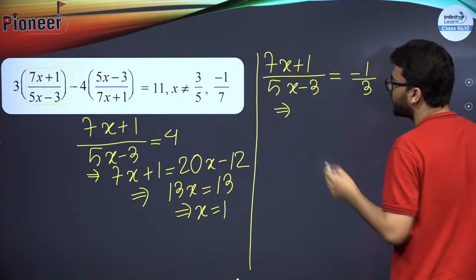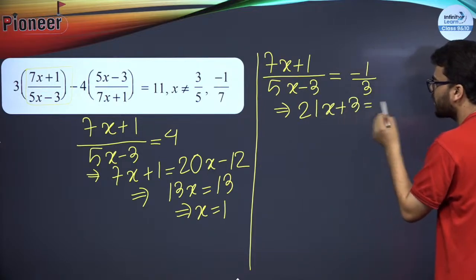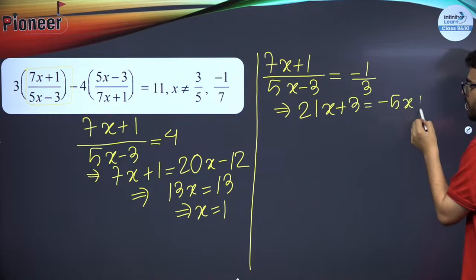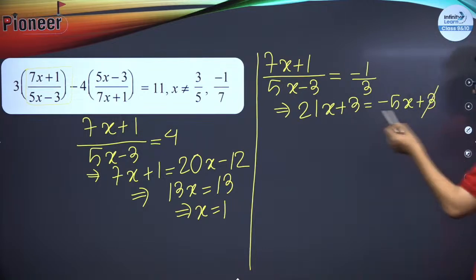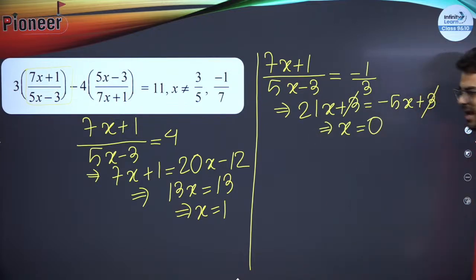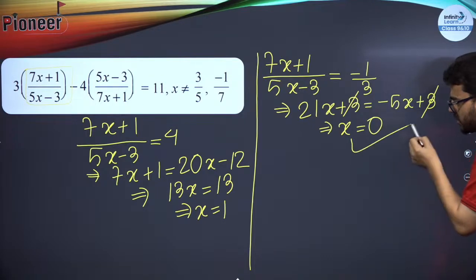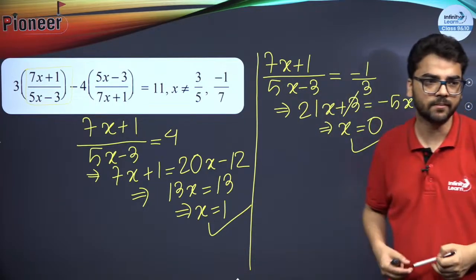Just cross multiply. You'll get 21x plus 3, and on the other side you'll get minus 5x plus 3, correct? I hope that is clear. So if you simplify, you'll get x is equal to 0, correct? So we can say that x is equal to 0 and x is equal to 1 are the solutions of this equation. Is it clear?